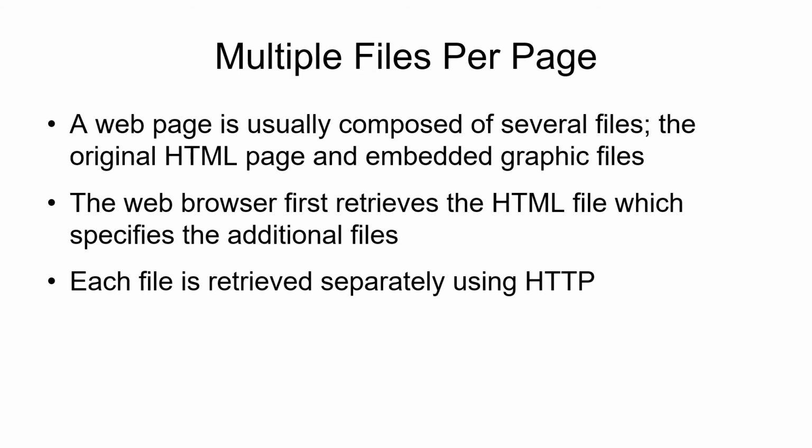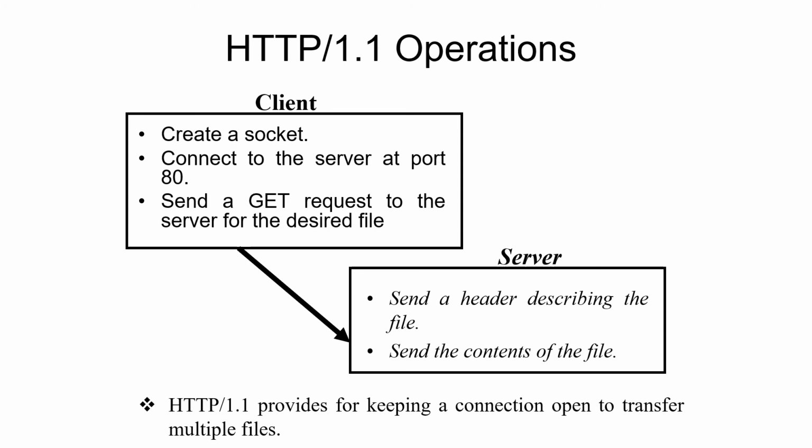Now, a web page is typically composed of multiple files. There may be the original HTML and then several graphic files in there. Each picture is a separate file, and the web page will be loaded as multiple files. You'll first get the HTML, and then the browser will look at that, find the individual files that are embedded in it, and make a request over HTTP to download each of the individual graphic files.